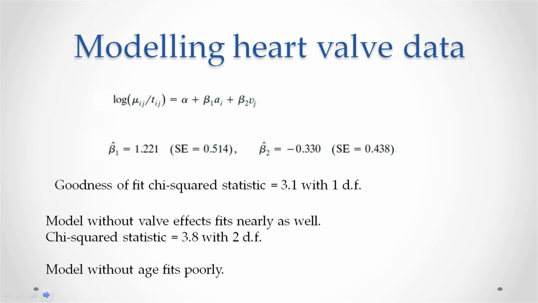Doing this, the maximum likelihood estimates are given by beta 1 hat equal to 1.221, beta 2 hat equal to minus 0.330. The corresponding standard errors, also obtained by maximum likelihood from the information matrix, are 0.514 for beta 1 hat and 0.438 for beta 2 hat. We can use this to construct Wald type tests and confidence intervals. We can see that given the valve type, the estimated rate for the older age group is e to the power 1.221, which is 3.4 times that for the younger age group.